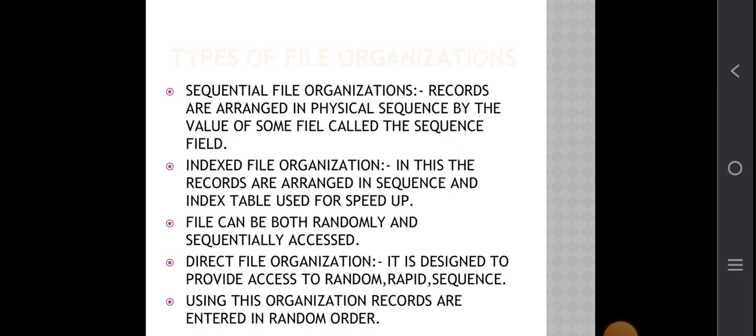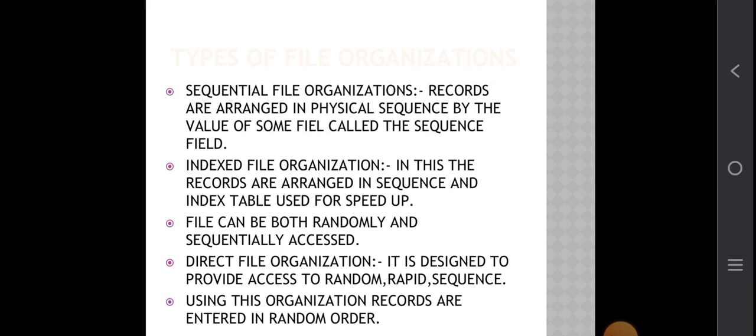In indexed file organization, the records are arranged in sequence and an index table is used for speed. It keeps the qualities of sequential file organization, and by using the index table it speeds up the process done by sequential file organization. It is the updated version of sequential file organization. By using indexed file organization, files can be accessed both randomly and sequentially. Previously, files were accessed only sequentially, but with indexed file organization we can also access the files randomly.